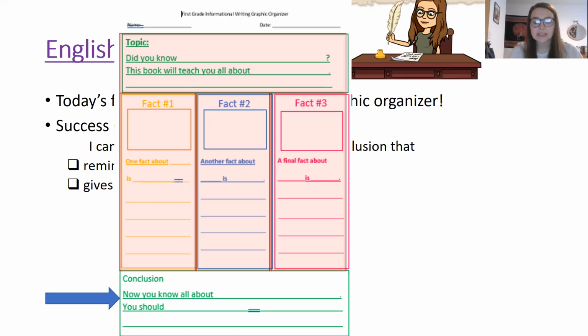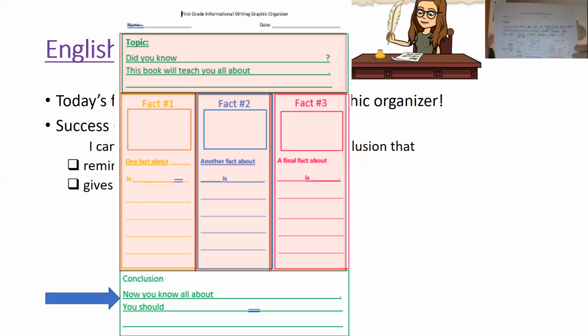We have some sentence stems to help us come up with some things to write for our conclusion, or our ending. Our conclusion has 2 sentence stems, which means we need at least 2 sentences. Our sentence stems are: "Now you know all about," and "You should." So I have my graphic organizer once again, and I'm ready to write my conclusion.